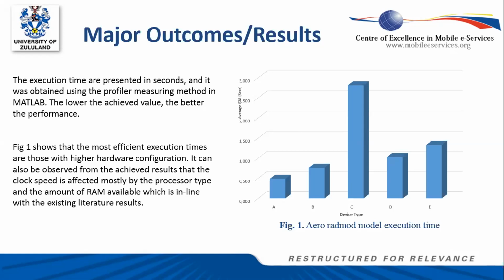As we can see from our previous table, the lower the achieved value, the better the performance. This means that A performs better than B, which performs better than C, and then D performs better than E. This tells us that the hardware configuration has an effect on the execution of these Simulink models. The achieved results, their clock speed, are affected mostly by the processor type and the amount of RAM available when the model is being executed.